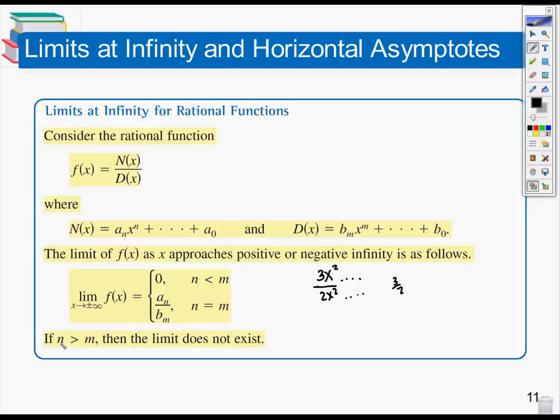Now, if the degree of the top is greater than the degree of the bottom, that limit does not exist. Okay, so this might actually be kind of reminding you of when we were talking about asymptotes for rational functions. We had 3 rules that were like this. If the degrees were the same, if the bottom was greater, if the top was greater, we had 3 different rules. So again, we have those 3 different types of rules that happen as well, and those are going to be helpful when we look at what the limits of rational functions are.